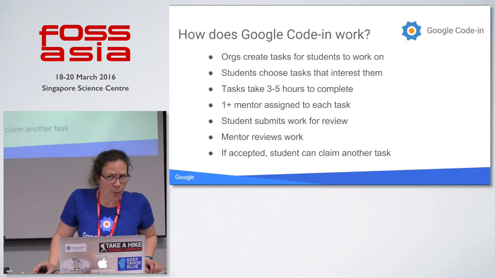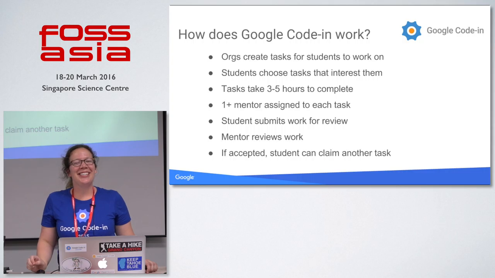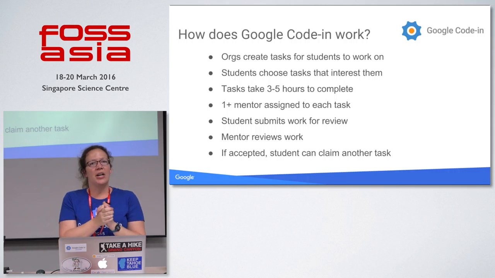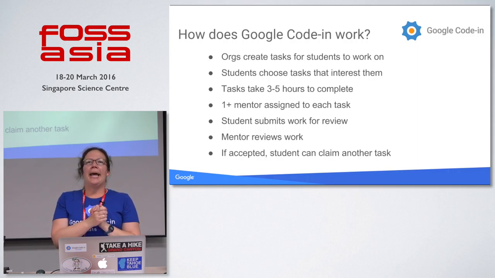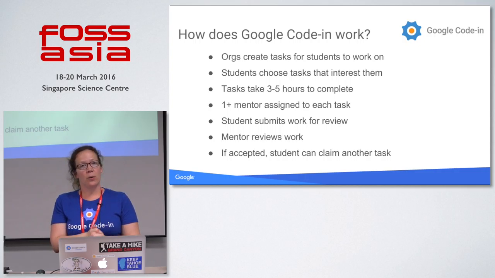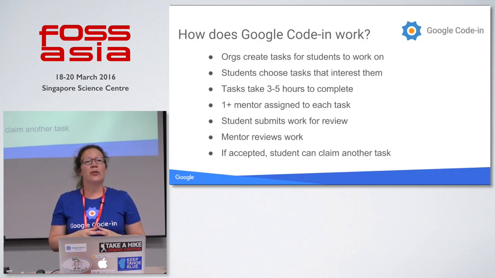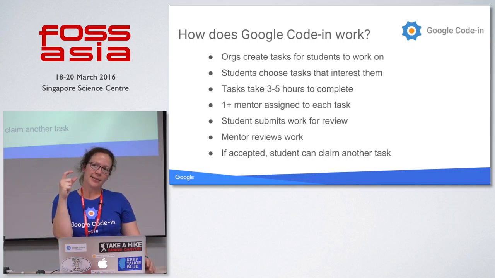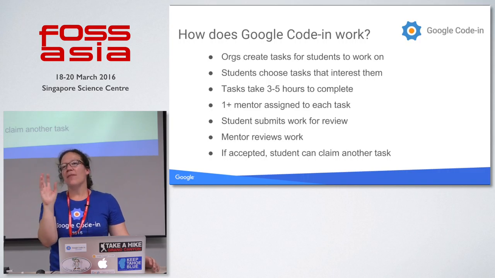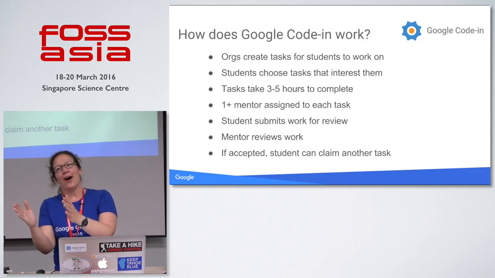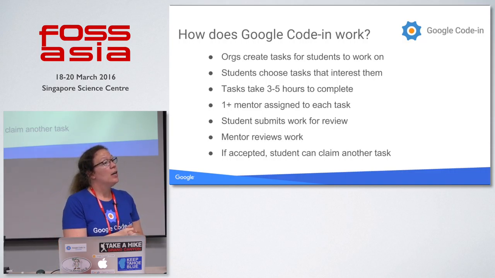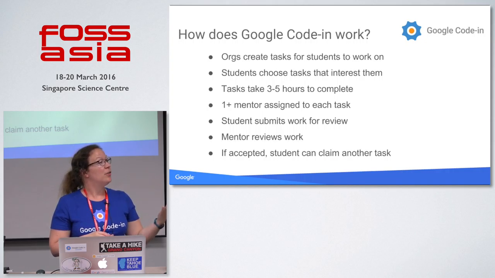And so how does GCI work? Sorry, I'm going to call it GCI, just quicker. So how does GCI work? Basically, it starts out the same way. Organizations apply to Google. We say, okay, these organizations are going to be the ones working with students. And this year, in 2015, we had 14 organizations working with students. And the organizations create smaller tasks for students to work on. They create hundreds and hundreds of tasks for students to complete. And these are bite-sized tasks. They're more like 3 to 5 hours to complete, versus GSoC, which is one entire project that takes a whole summer to complete. And again, just like with GSoC, you do have at least one mentor assigned to each of your tasks.